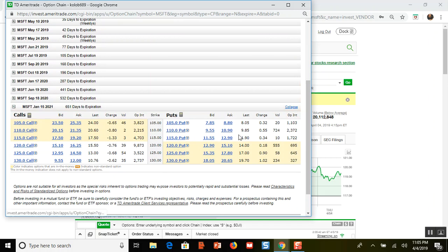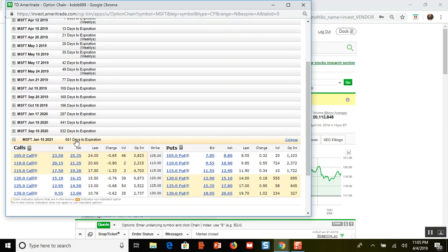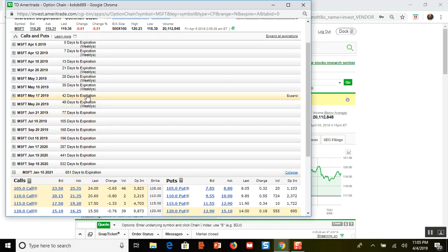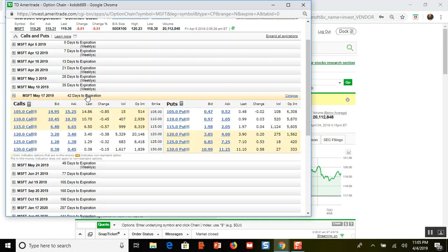The bid is $955, the ask is $1,090. So let's say you spend $1,000 for that, and that's good for 651 days. Now let's look at a 42-day put. Okay, that's about a month and a half from now.